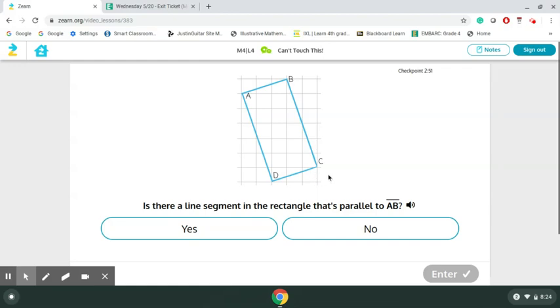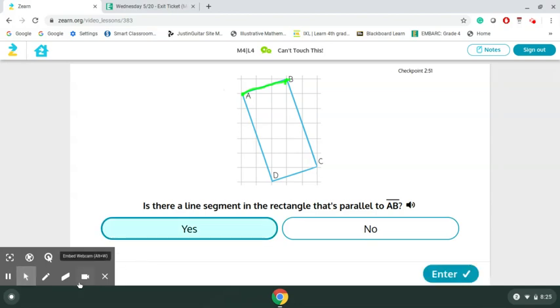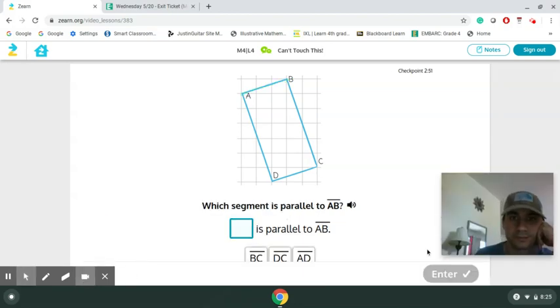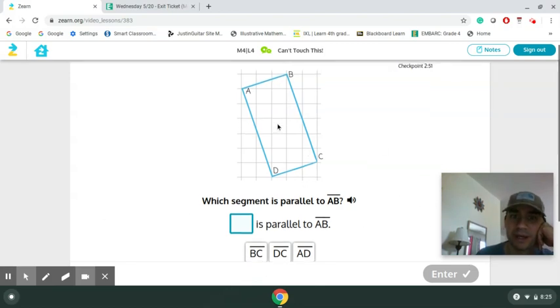Is there a line segment in the rectangle that's parallel to AB? Let's take a look at AB. Line segment AB. Right at the top, is there another line segment that's parallel to AB? I think I see one. Which segment's parallel to AB?